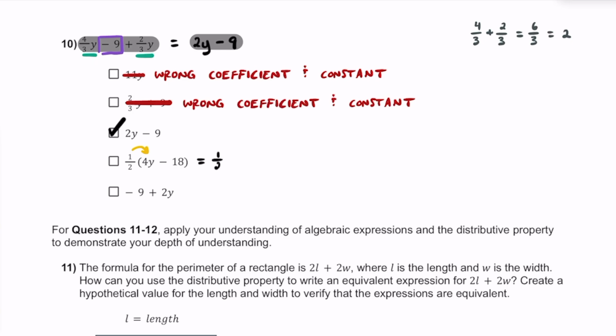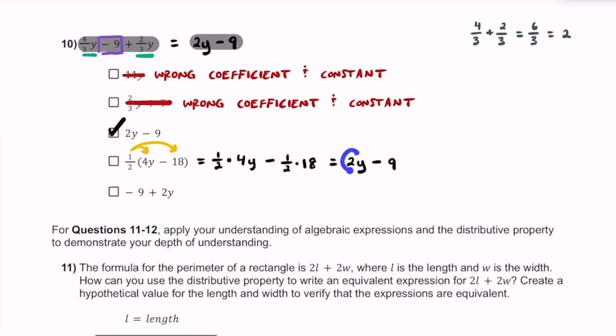We have 1/2 being multiplied by 4y, and we have a minus sign here, and then we have 1/2 multiplied by this 18. So that's going to be half of whatever 18 is. Okay, so let's go ahead and see what that's going to be. Half of 4 is going to be 2, so we have 2y. And then half times 18 is just going to be equal to 9.